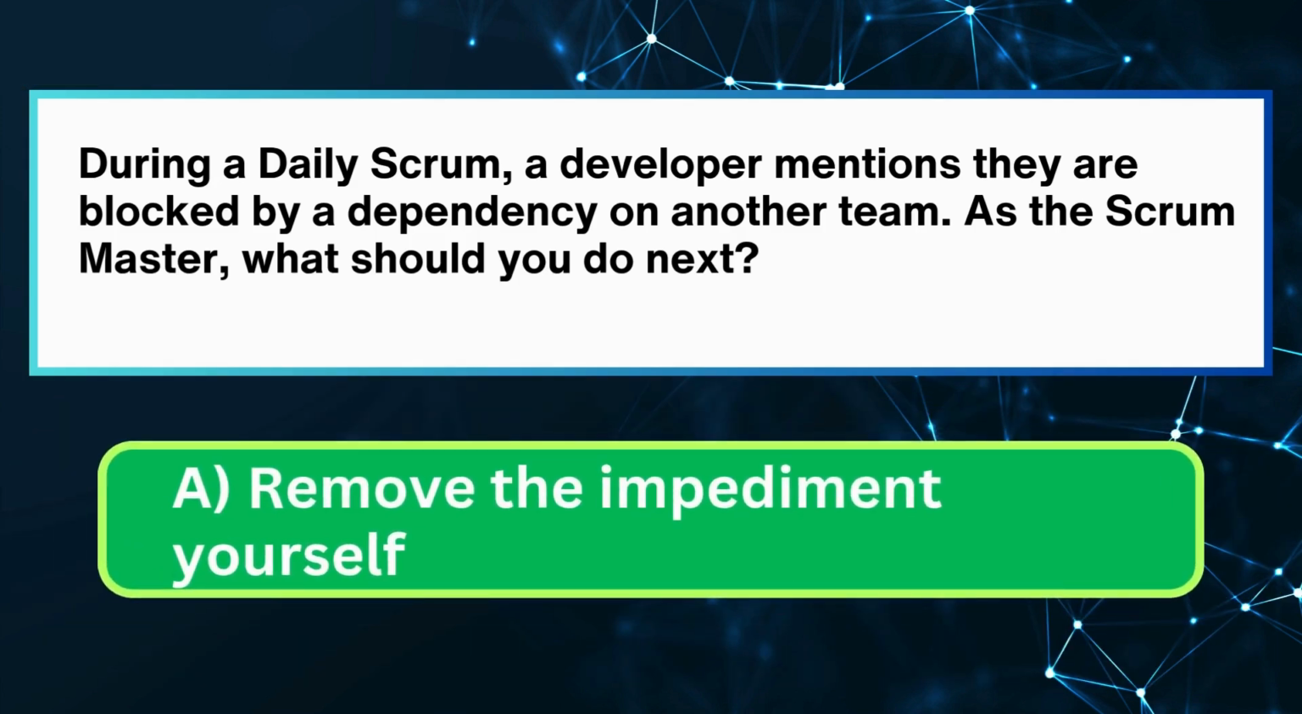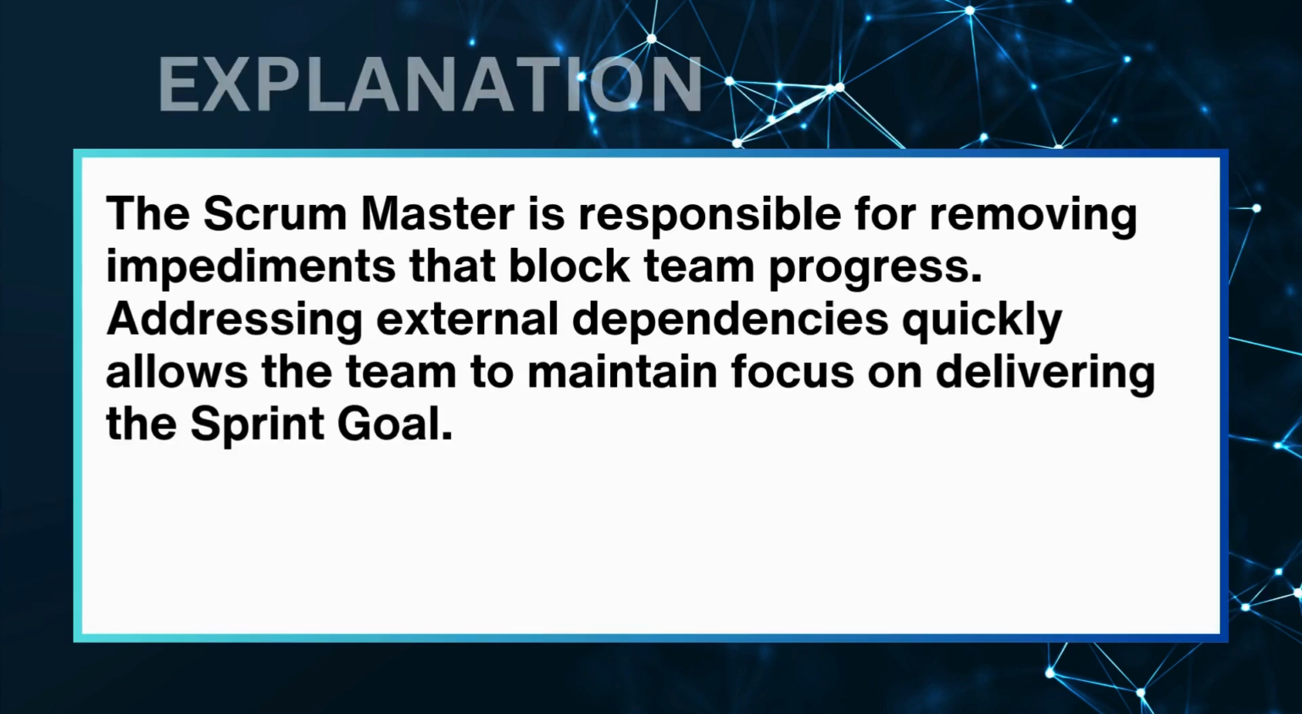The correct answer is A. Remove the impediment yourself. The Scrum Master is responsible for removing impediments that block team progress. Addressing external dependencies quickly allows the team to maintain focus on delivering the sprint goal.